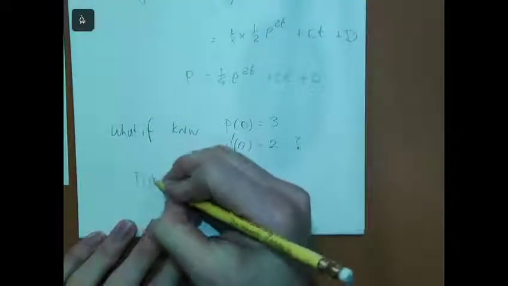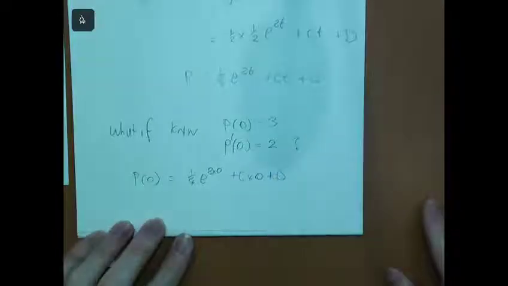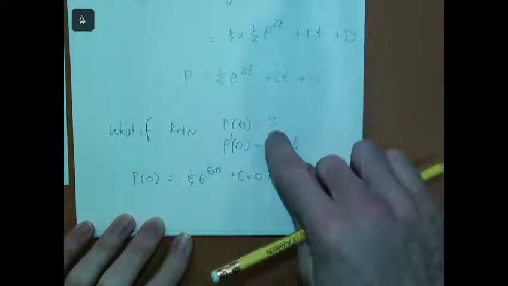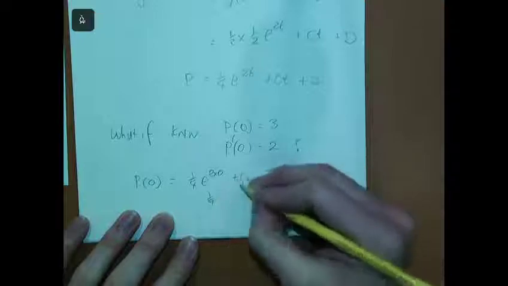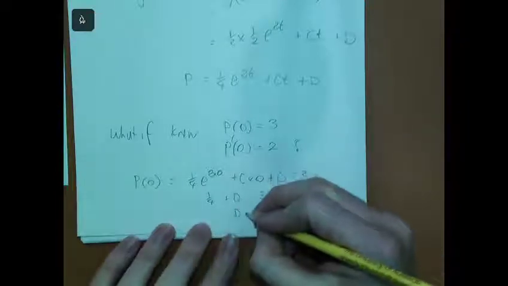Well, in that case, I know what p of 0 is. It's a quarter of e to the 2 times 0 plus c times 0 plus d. And this answer is supposed to come out to 3. So let's see, e to the 0 is 1, c times 0 is 0, and this is supposed to come out to 3. And so d is 3 minus a quarter, so 2 3/4, which would be 11 quarters. Is that right? 2 3/4, 2 would be 8 quarters. Yeah. So that tells me what the d is.